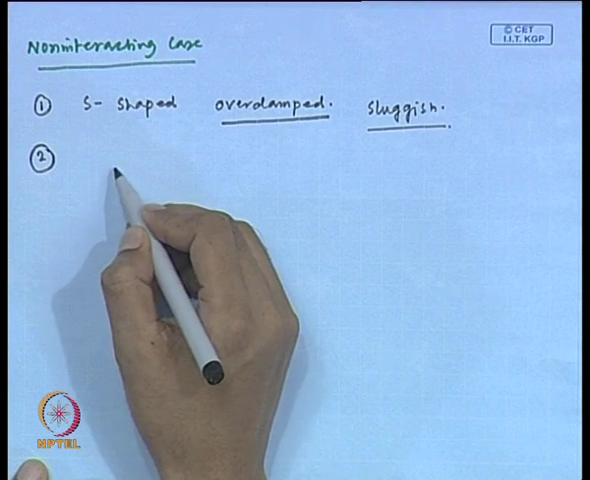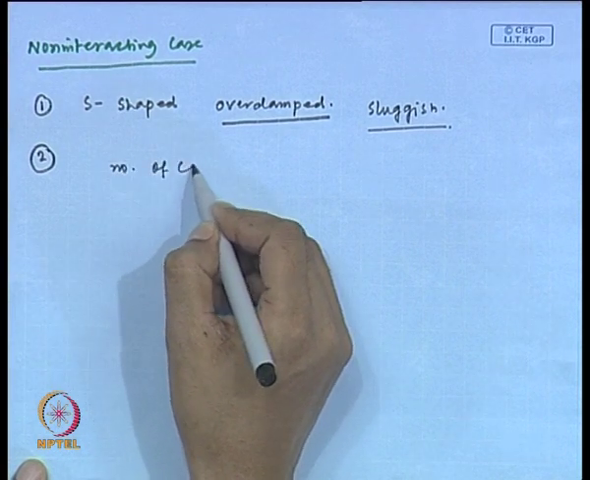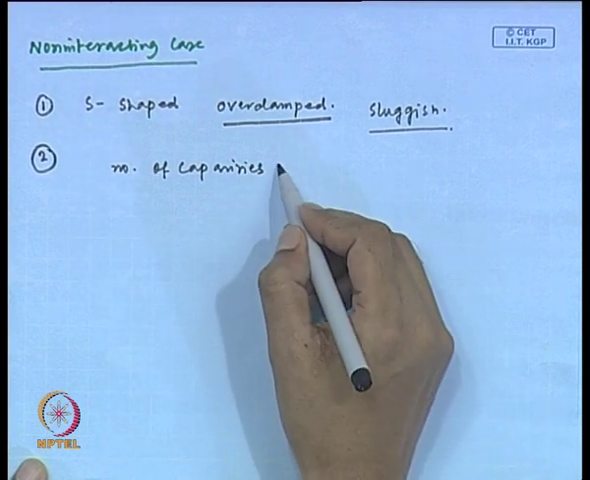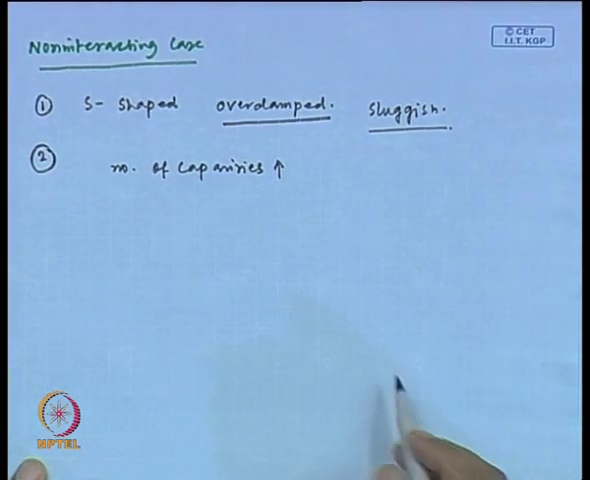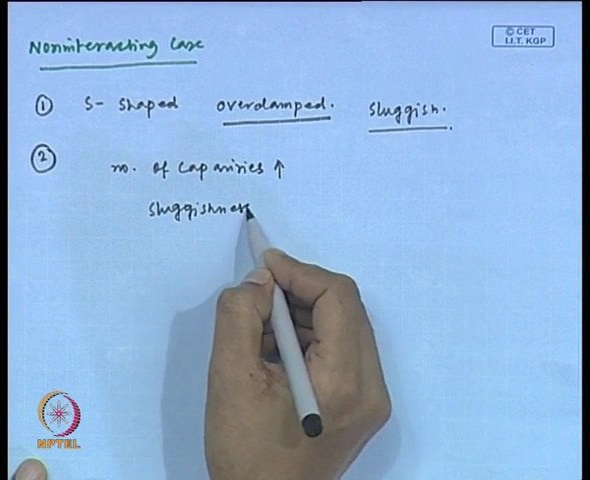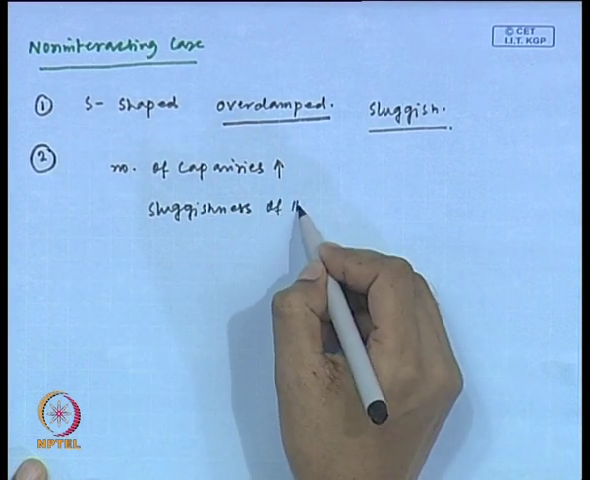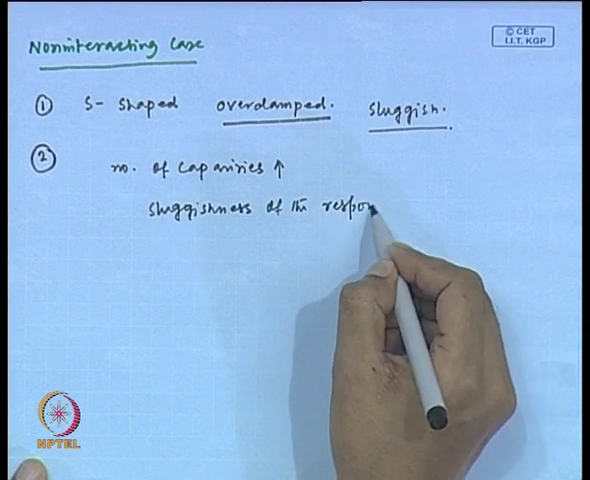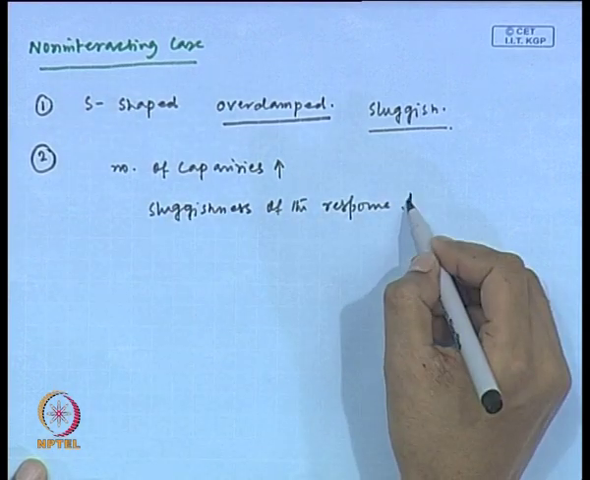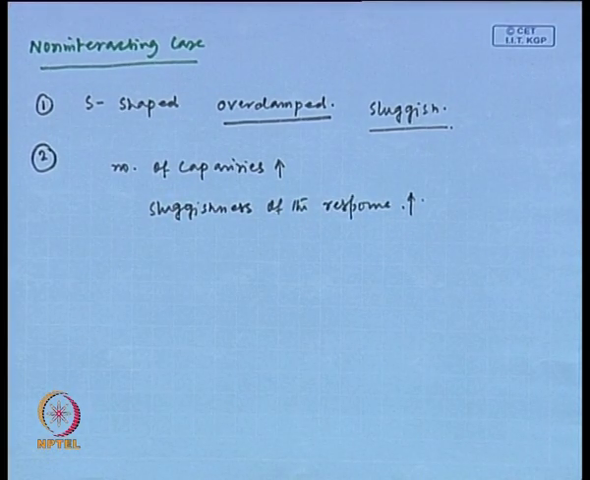Increasing the number of capacities in series increases the sluggishness of the response. Fine. This is the second conclusion we can make for non-interacting capacities systems.